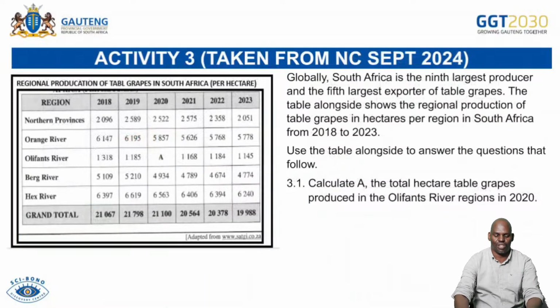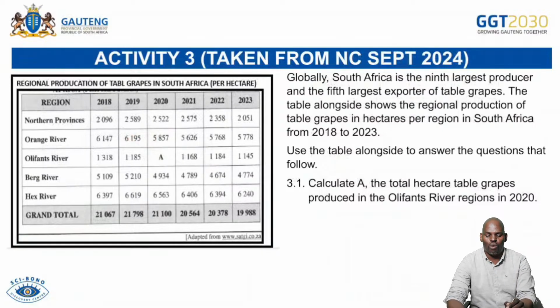And then the next activity is activity 3. This one was taken from Northern Cape, again September 2024. The information that is given here is globally, South Africa is the 9th largest producer and the 5th largest exporter of table grapes. The table alongside shows the regional production of table grapes in hectares per region in South Africa from 2018 to 2023. Use the table alongside to answer the questions that follow.